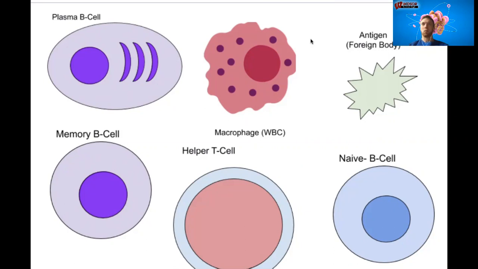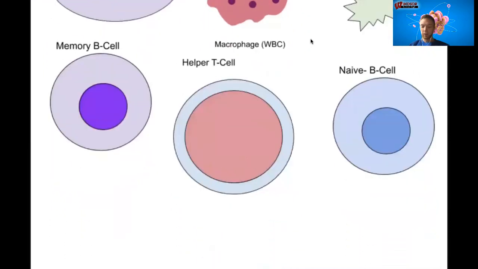So again, remember, a foreign body could be a germ or bacteria or a virus, or it could just be anything that's not yours. So it could be a foreign blood type. If you get an organ transplant, this is the same kind of reaction that your body would have, which is why when you get an organ transplant, you need to take certain drugs to keep your body from rejecting it.